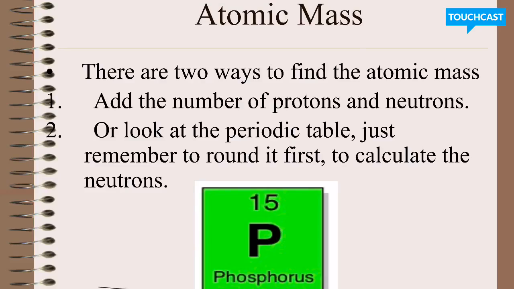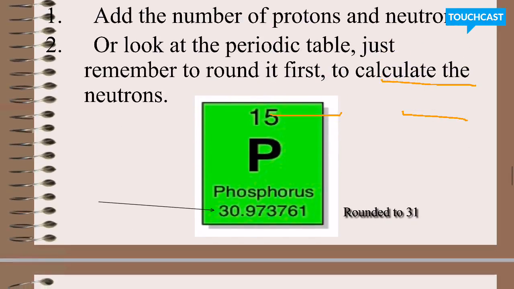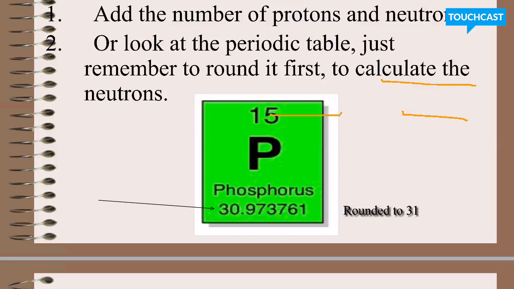Okay, next we have the atomic mass. So you've got two ways to find this atomic mass. That's the mass of the atom. Remember, we don't use weight, we use an atom's mass. So there are two different ways you can do it. You could add the number of protons and neutrons. I'll show you how to find that here in a minute. Or you can simply look at the periodic table. So, clear that for you guys.